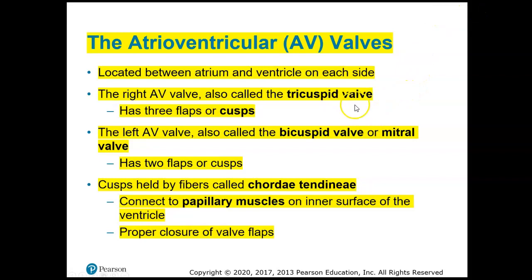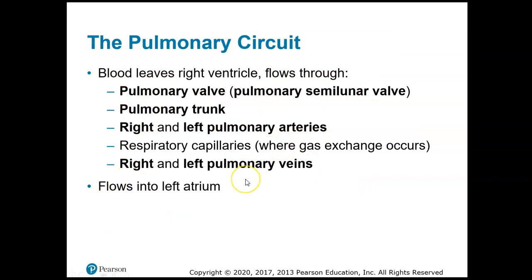The valves of the heart, the ones that are called the AV or atrioventricular valves, are the tricuspid valve, which prevents the backflow of blood into the right atrium, and the bicuspid or mitral valve, which prevents the backflow of blood into the left atrium. Then we have the chordae tendineae, which hold the cusps of the valve. It connects them to the papillary muscles, which are on the inner surface of each ventricle. And those are necessary for proper closure of the valve flaps.